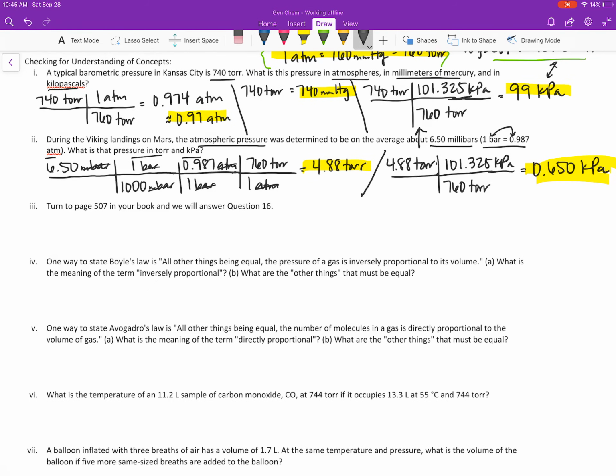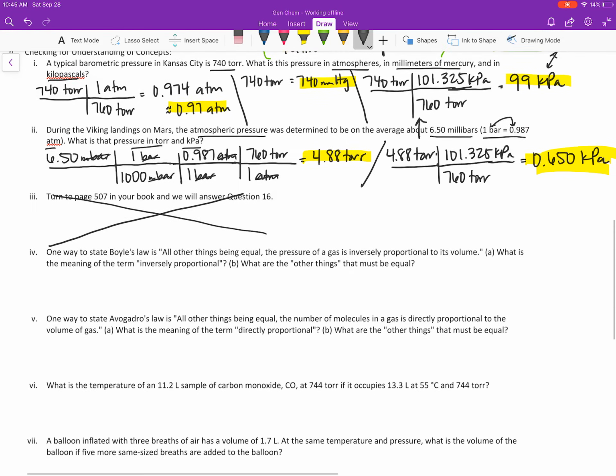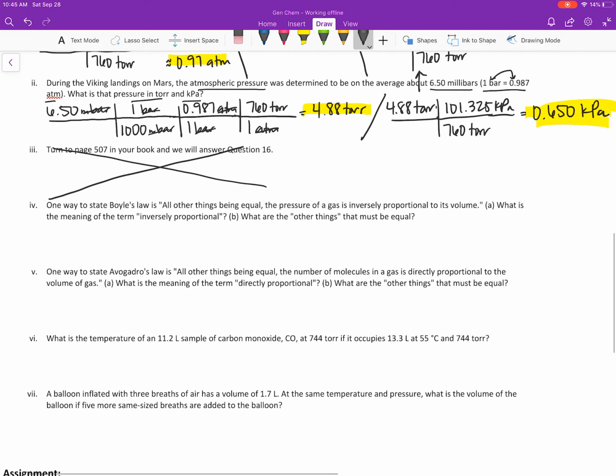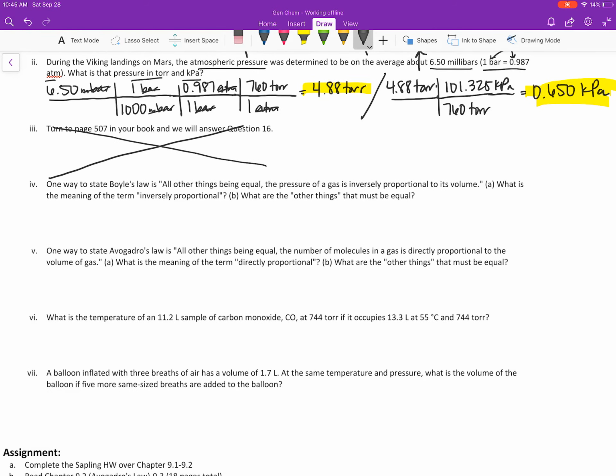All right. We are not going to worry about this one. Okay? So we are not going to worry about 504 and question number 16. What we are going to do is focus on our individual gas laws and then practice a few of the problems, or how we would use those individual gas laws.